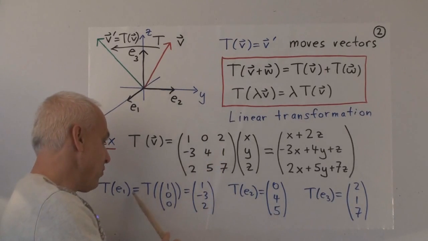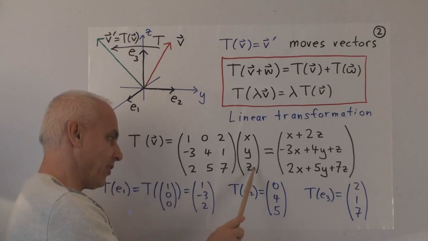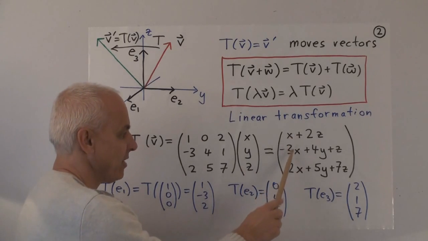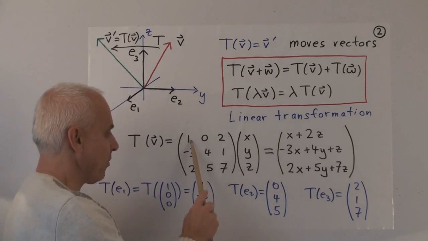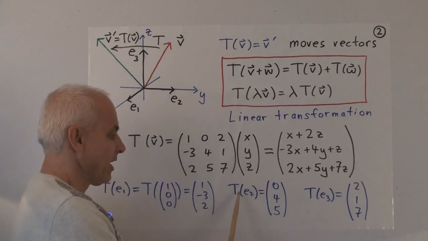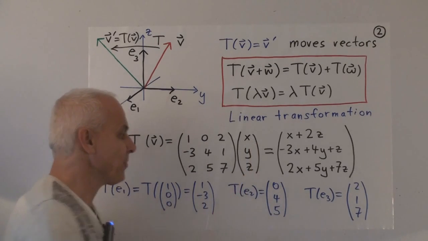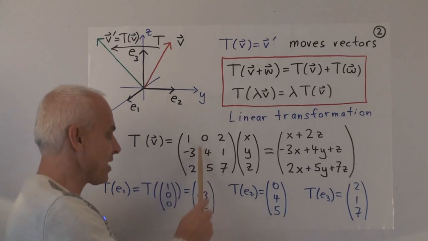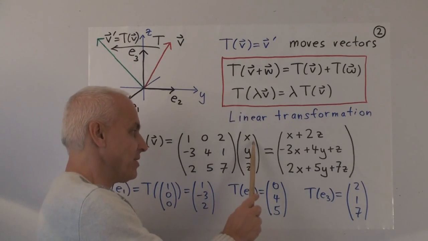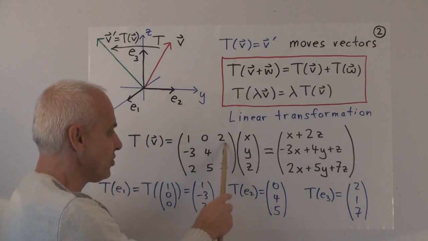So if you look at the E1 basis vector, which is 1, 0, 0, and you plug x equals 1, y equals 0, and z equals 0 into here, you're going to get just this column here. You're going to get 1, minus 3, 2. The first column of the matrix A. If you apply the transformation to the second basis vector with entries 0, 1, 0, then you're going to pick up the second column. And if you apply it to the third basis vector with entries 0, 0, 1, then you get the third column over here, 2, 1, 7.